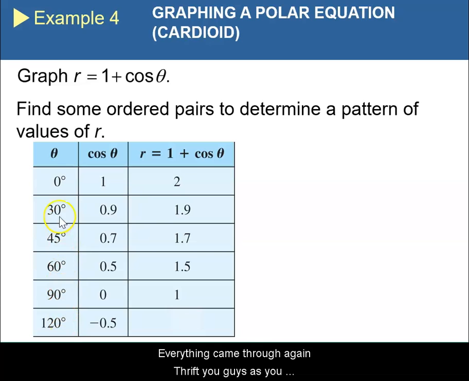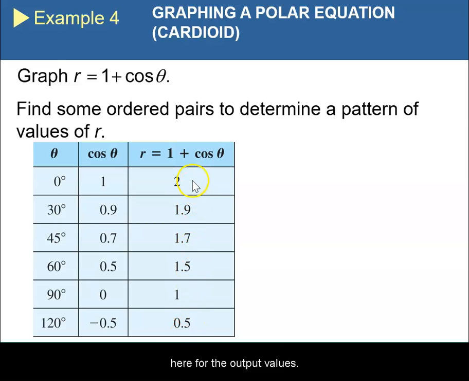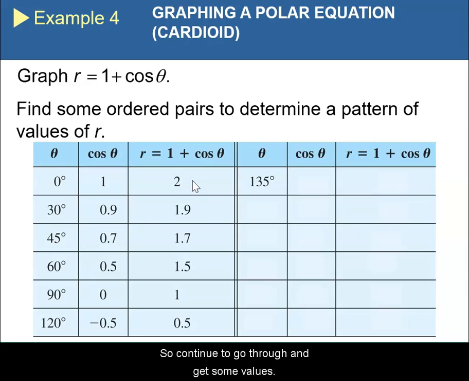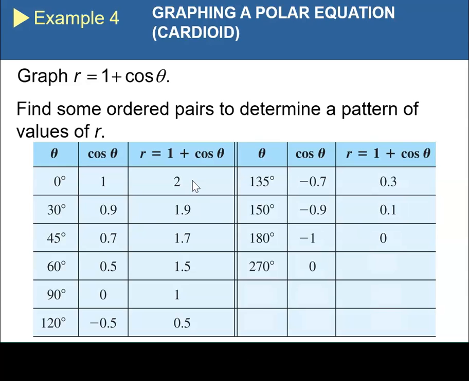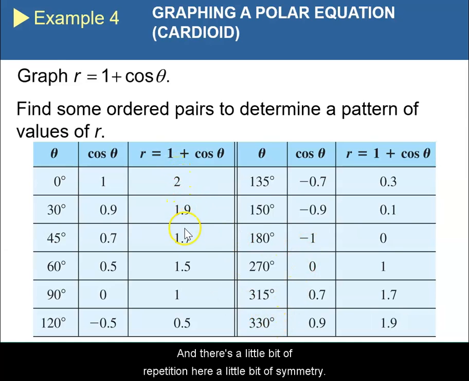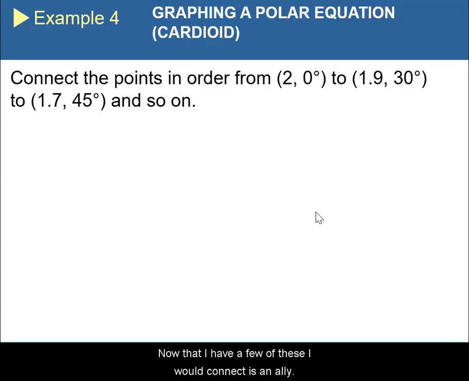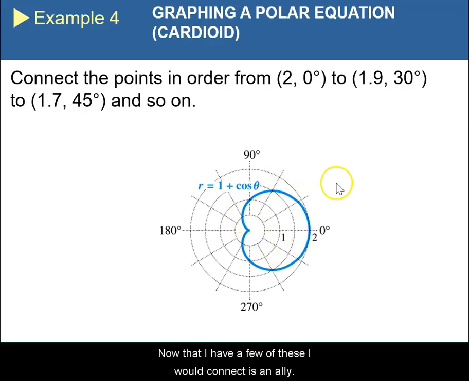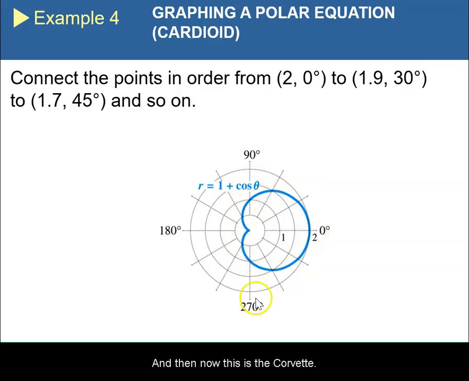Through a few values, as you notice, I'm going through almost to 180. You'll get tired of this, so I'm finding some values. You notice there's not really a pattern here for the output values. So continue to go through and get some values. Let's go a little faster. I basically went through 360 almost, and there's a little bit of repetition here, a little bit of symmetry, but there's still values that I would never be able to guess. So now that I have a few of these, I would connect these in a line, and now this is the curve that I have.